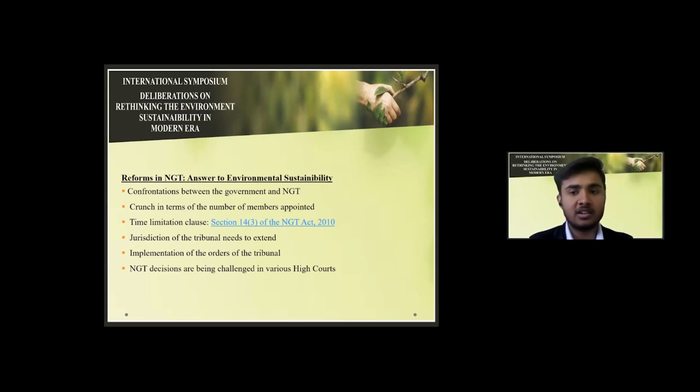So there is an urgent need for filling the vacancies that have been pending for 2 years now. And also there is a clause in National Green Tribunal Act 2010, as per section 14 clause 3, which deals with limitation: that the complaint regarding environmental protection should be filed within 6 months when the cause of action arises, and this time period can be extended for another 6 months only in exceptional cases.